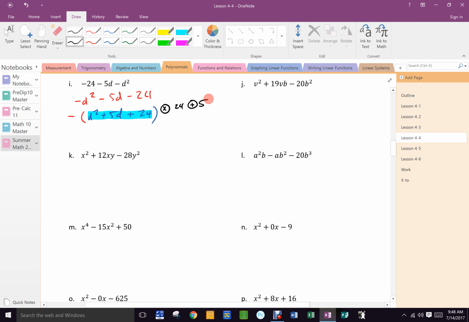6 and 4 adds to 5. 8 and 5 add. Negative 8 plus 3. That multiplies to positive 24. Negative 3 and negative 8. Does it factor? No. Can't do it. What if I left it like this? Do you think we could do it?